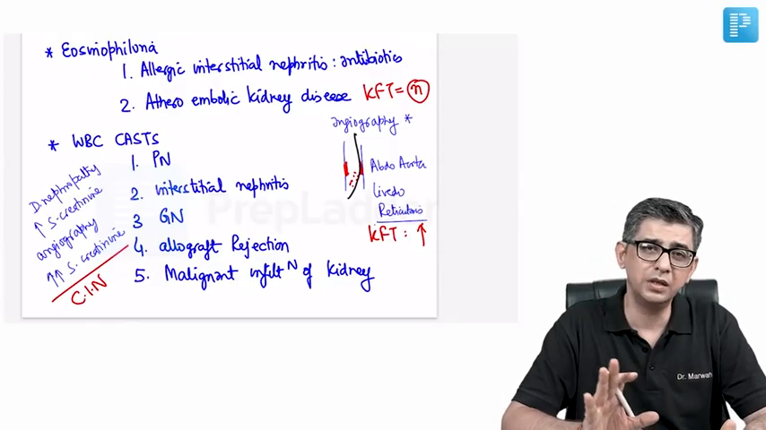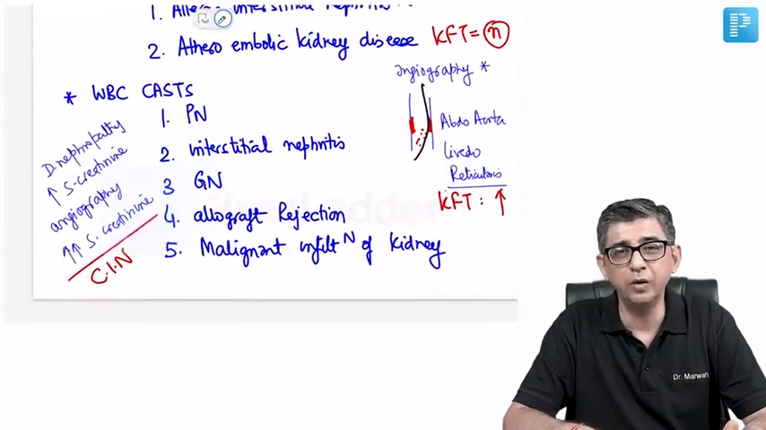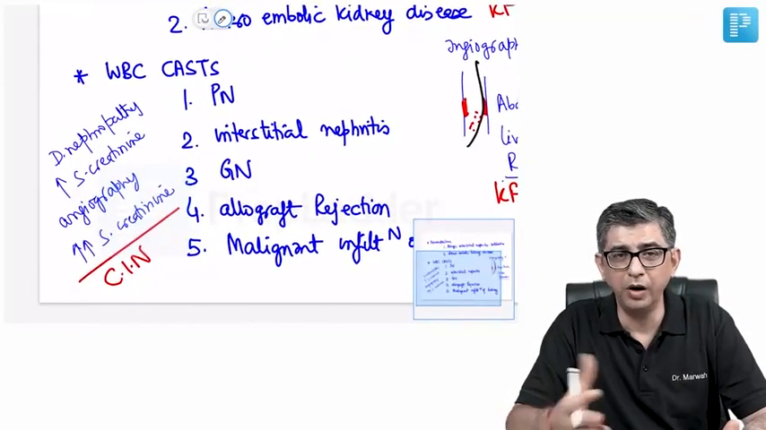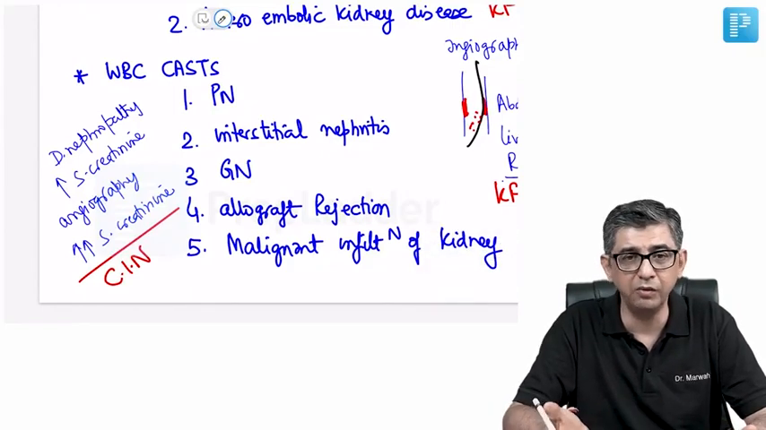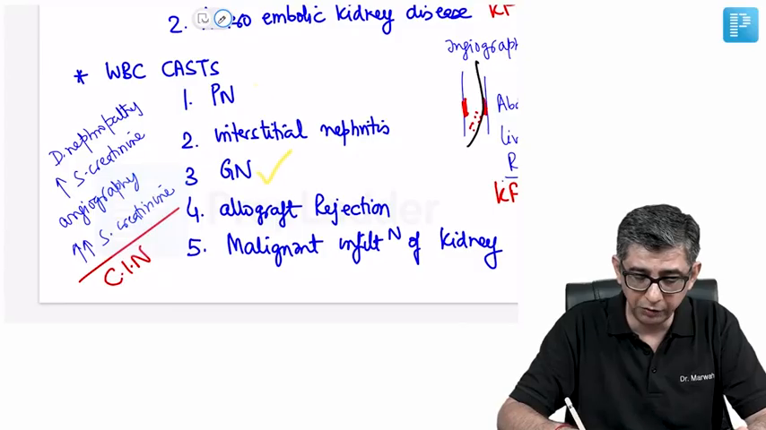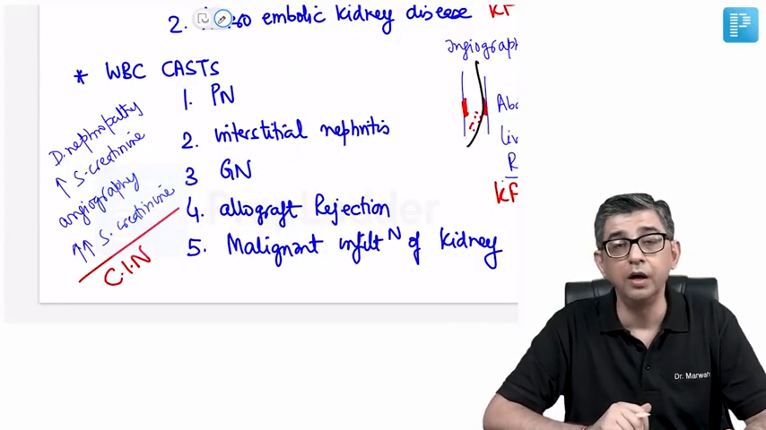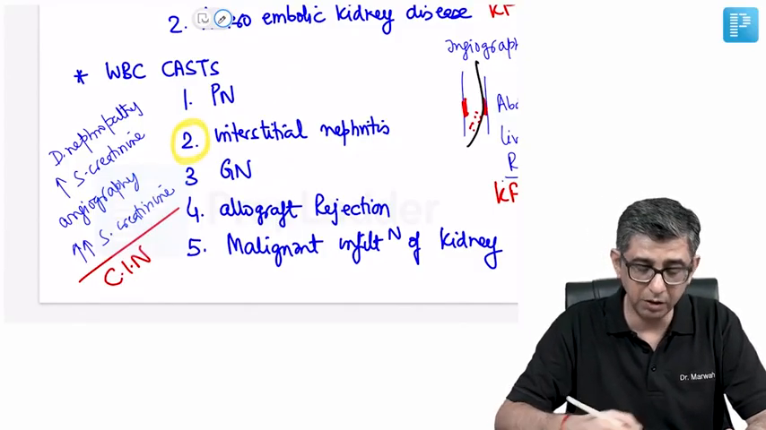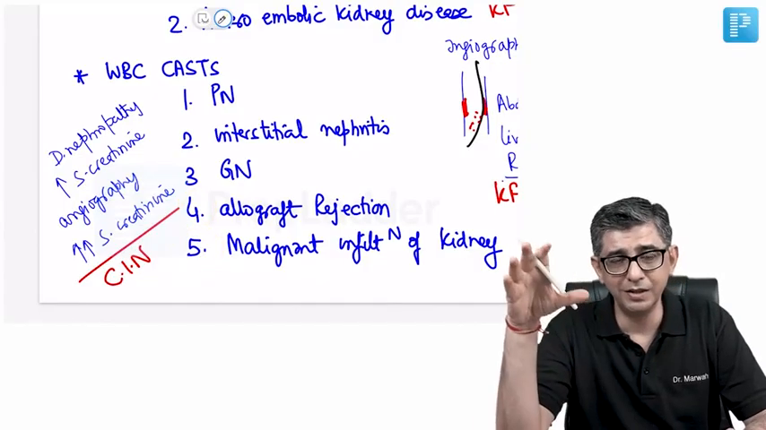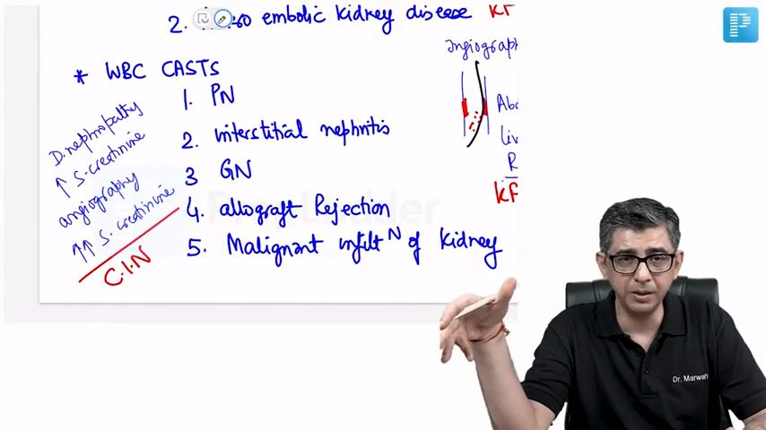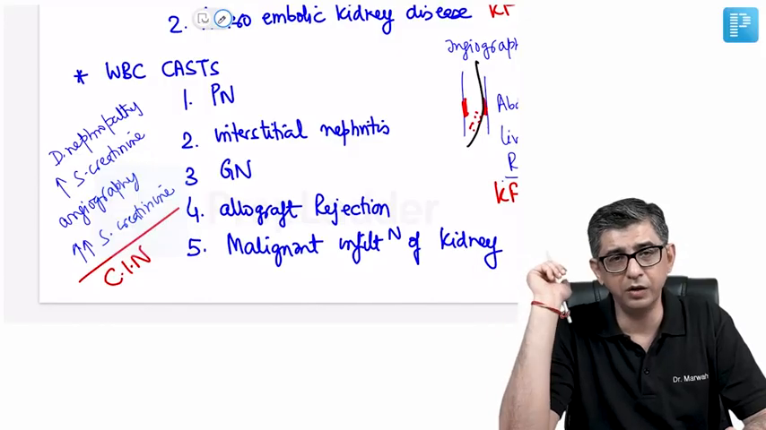As far as WBC casts are concerned, everybody can answer pyelonephritis and glomerulonephritis. In glomerulonephritis, if there is hematuria, then white blood cells can also come. If RBCs will come, white blood cells will also come. So glomerulonephritis, pyelonephritis is not a big deal. What you need to remember is mainly interstitial nephritis. It's mainly 2, 4, 5 which are to be remembered for WBC cast. That is interstitial nephritis, allograft rejection, and then malignant infiltration of the kidney.